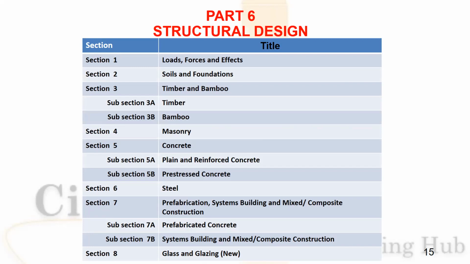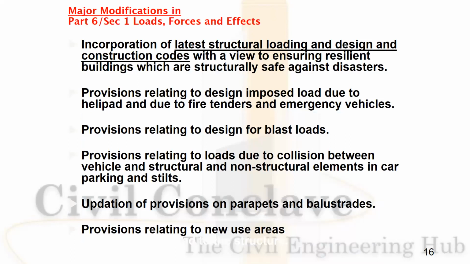Section 7, prefabrication systems building and mixed composite construction. 7A, prefabricated concrete. 7B, system buildings and mixed composite construction. Section 8, glass and glazing. Major modification Part 6, loads and forces.